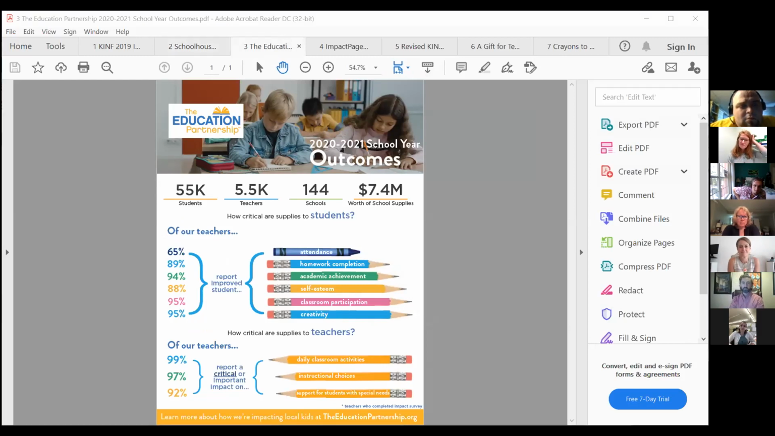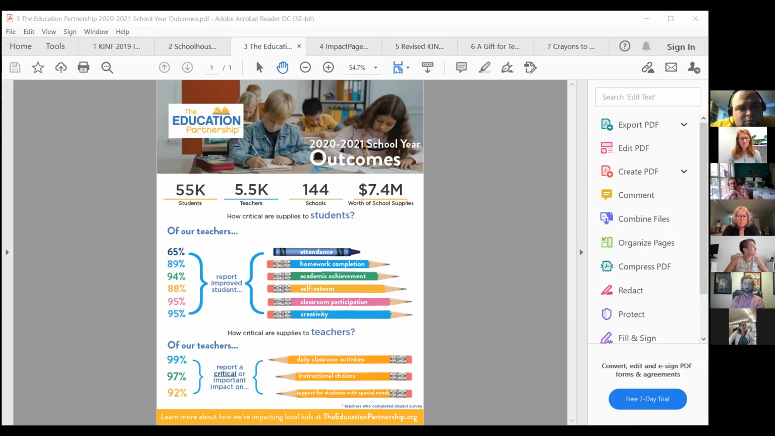So just a couple things I want to point out on our outcomes sheet here. We try and make it just a one-sheeter, something that a donor or any constituent can just glance at very quickly. So at the top, you see our students, teachers, schools, and then deployments from the year previous.